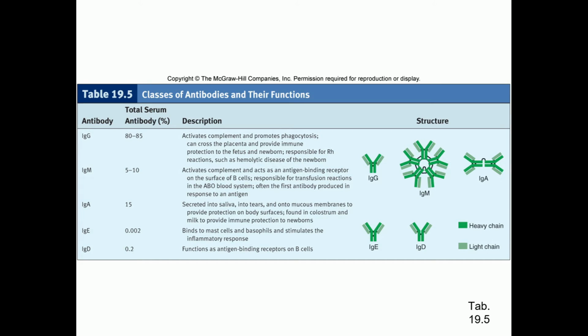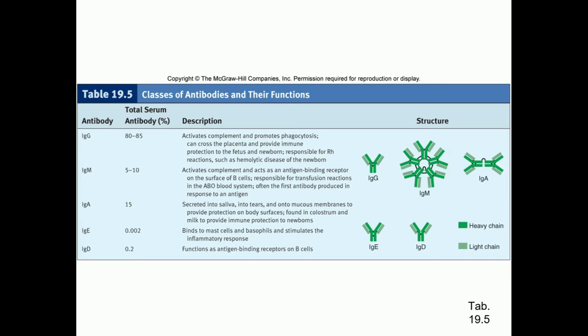Classes of antibodies and their functions. First, we have antibody IgG. Total serum antibody percent is 80 to 85. Description: activates complement and promotes phagocytosis, can cross the placenta and provide immune protection to the fetus and newborn, responsible for Rh reactions such as hemolytic disease of the newborn.